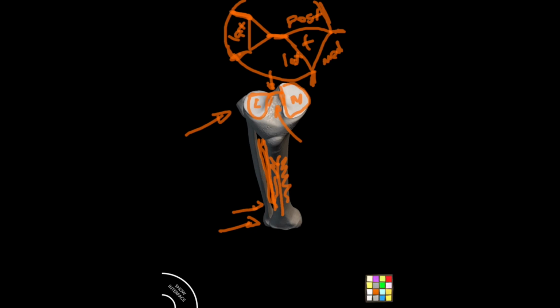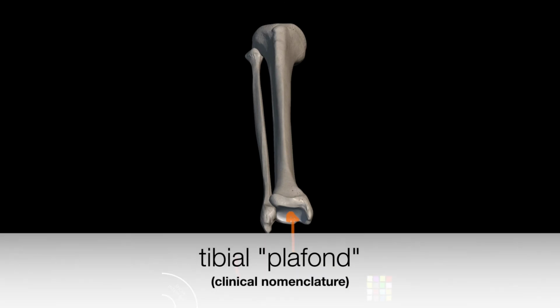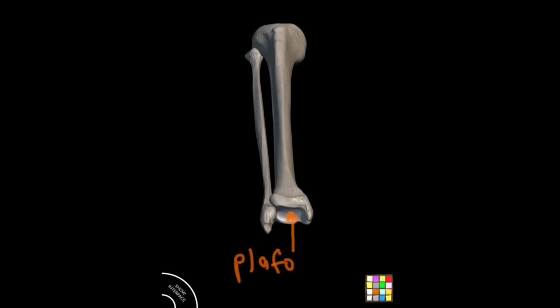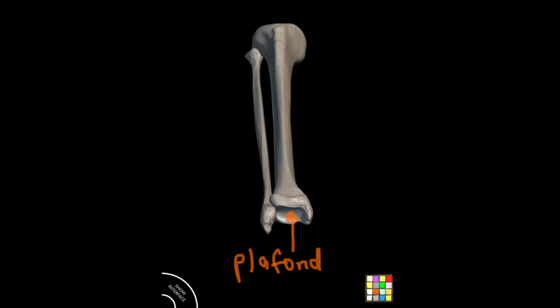Looking from below, we can see the inferior articular surface of the tibia. That's its name anatomically. Again, clinicians refer to this as the tibial plafond, which is French for ceiling. Well, French isn't an anatomical language, so that tells you that it's not real. But again, the inferior surface can be involved in fractures called pilon fractures, so clinicians need to have a name for it.